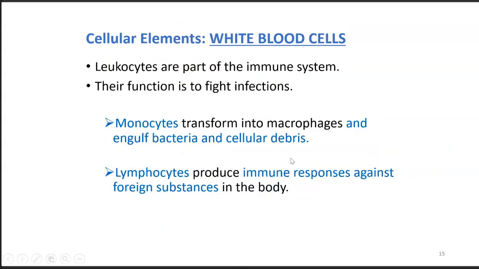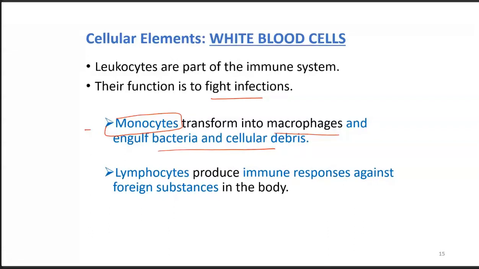Okay, so the leukocytes are part of the immune system. So their function is to fight infection. Okay, so monocyte is one type of white blood cell. The monocyte will transform into macrophage and engulf bacteria and cellular debris. The detailed function of the white blood cells we are going to look at in the next chapter, in the chapter on the immune system.